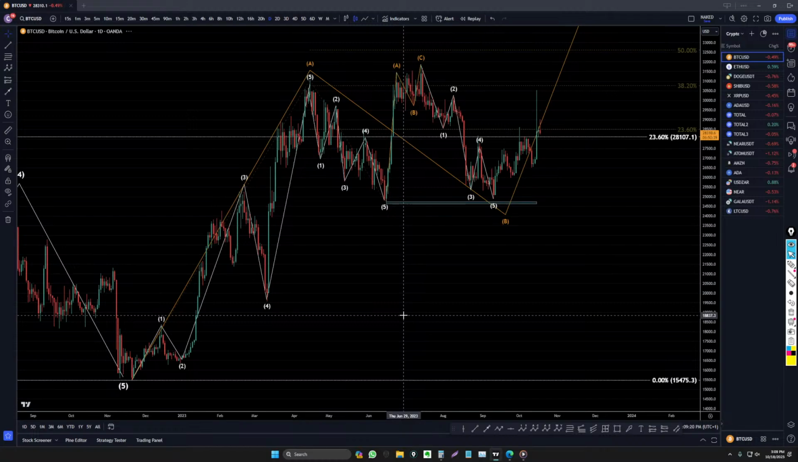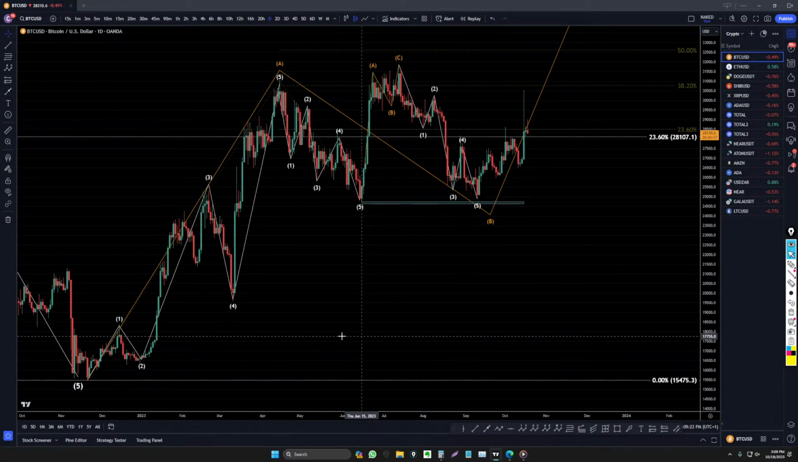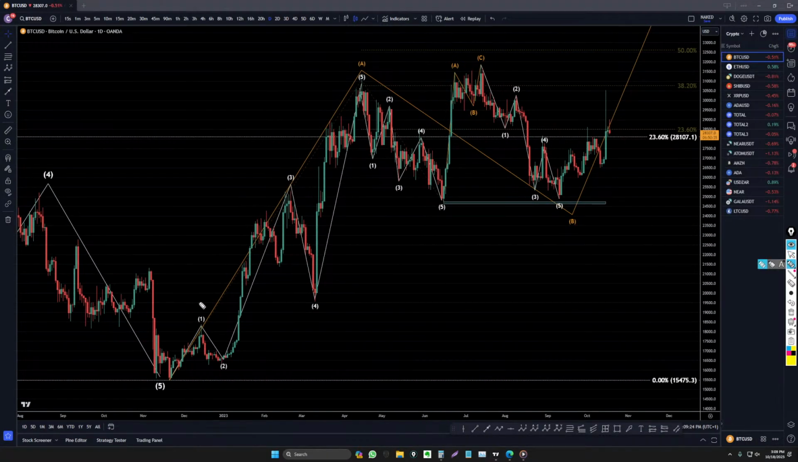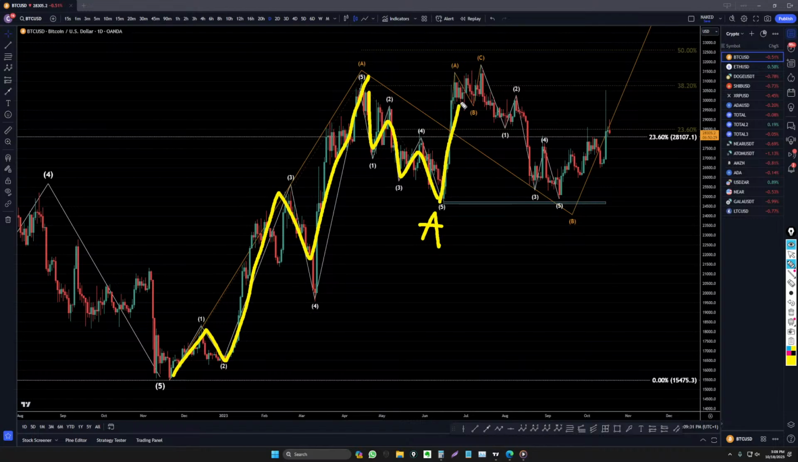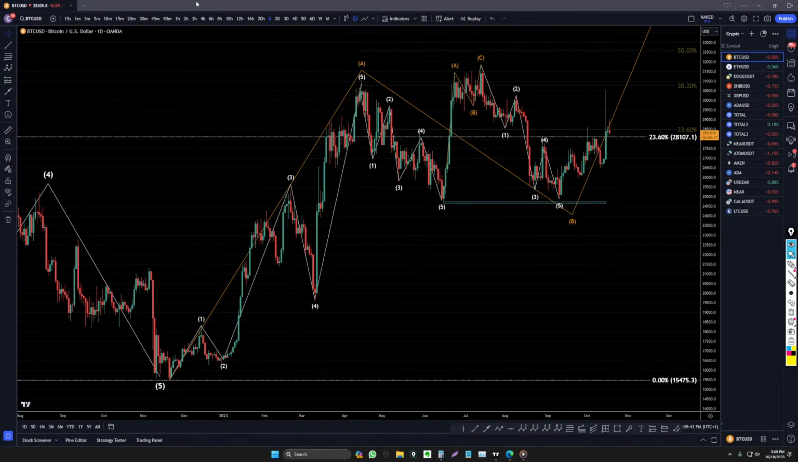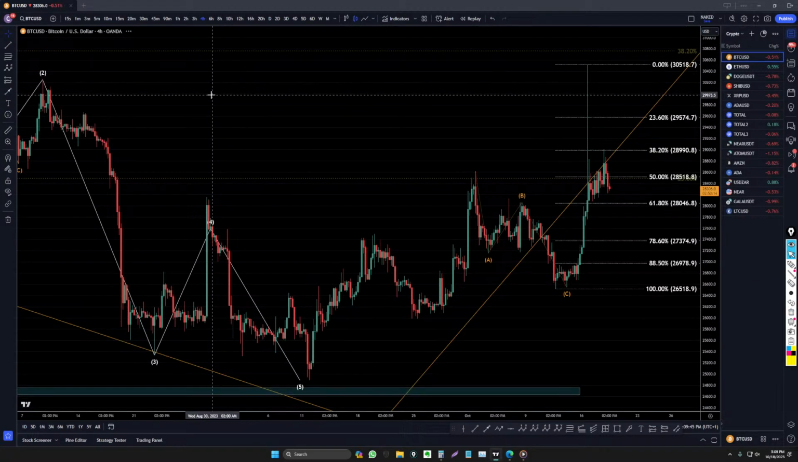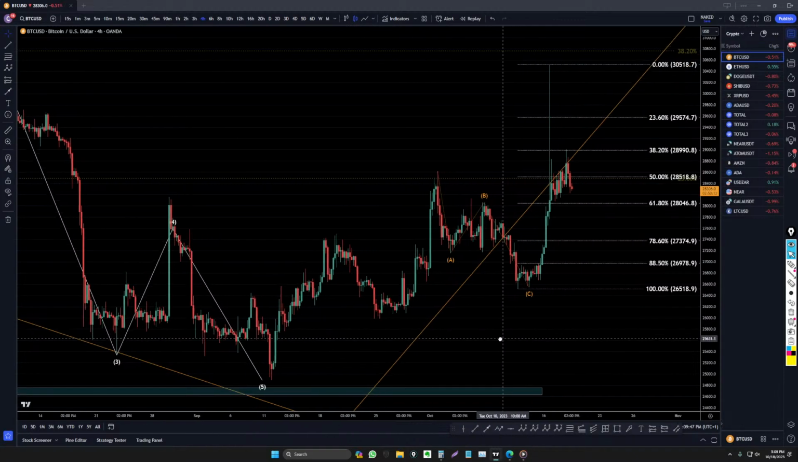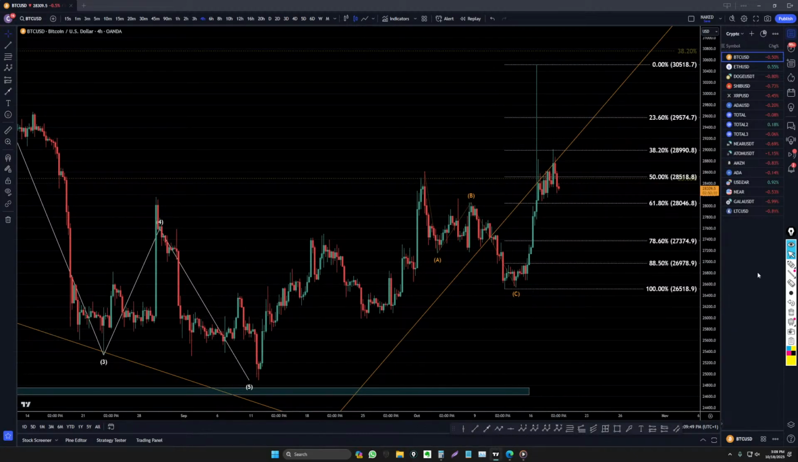So more short term, I think we're going up short term now. I think this is a 1, 2, 3, 4, 5 of A right here, A, B, C of B, 1, 2, 3, 4, 5 of C. So this is an A, this is a B, and now we're in an uptrend, I believe, for a wave C. Just like I was showing on that weekly. Yeah, I would definitely be looking for longs right now.